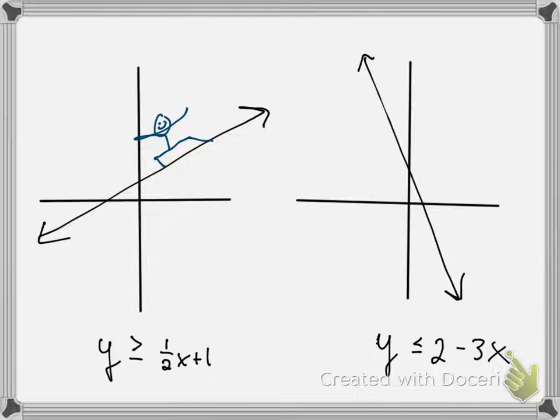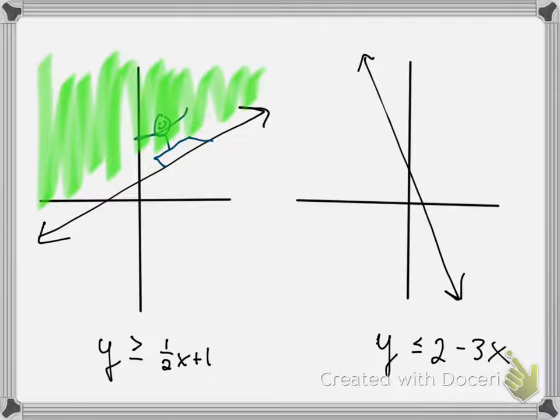Here below I see y is greater than or equal to 1/2 x plus 1. If I want to shade above, I would want to shade above the roller coaster. So I'll go up here. Same thing on the other side. I have y is less than or equal to 2 minus 3x. Again, thinking of this as a roller coaster, I would want to shade below the roller coaster, below the tracks.